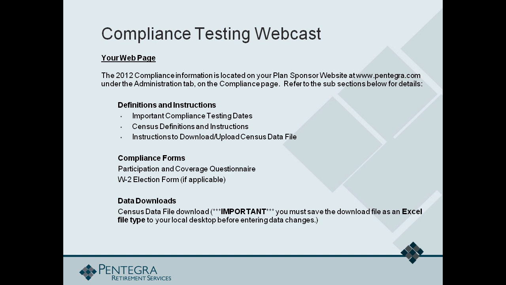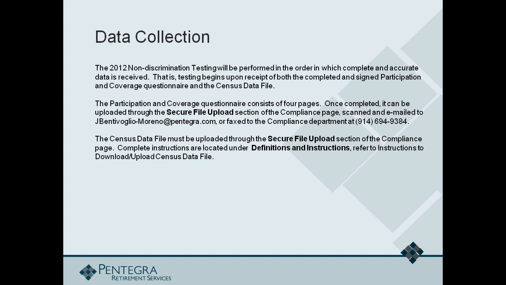Your census data file download. Please note you must save the download file as an Excel file type to your local desktop before entering any data changes. Data collection. The 2012 non-discrimination testing will be performed in the order in which complete and accurate data is received. That is, testing can begin upon receipt of both your completed and signed Participation and Coverage Questionnaire and the Census Data File. The Participation and Coverage Questionnaire is 4 pages long.